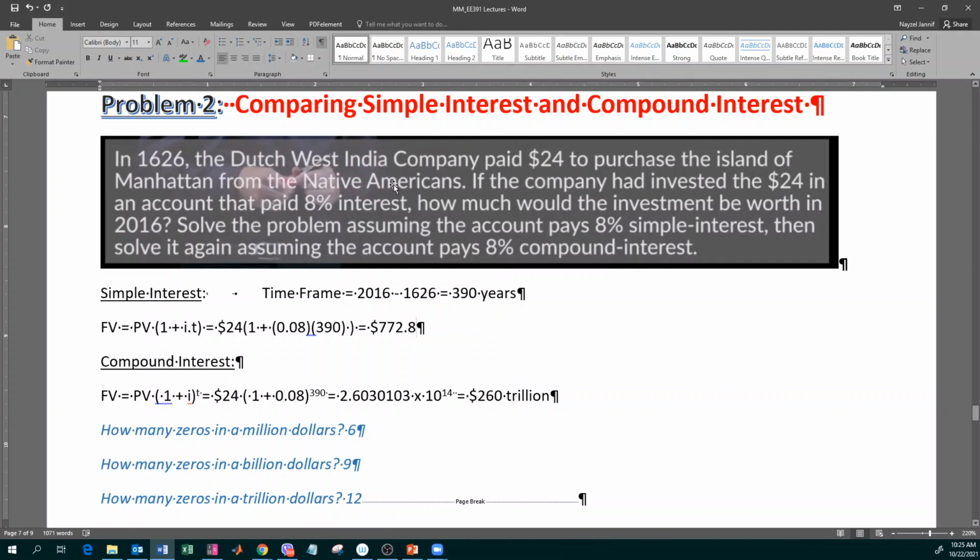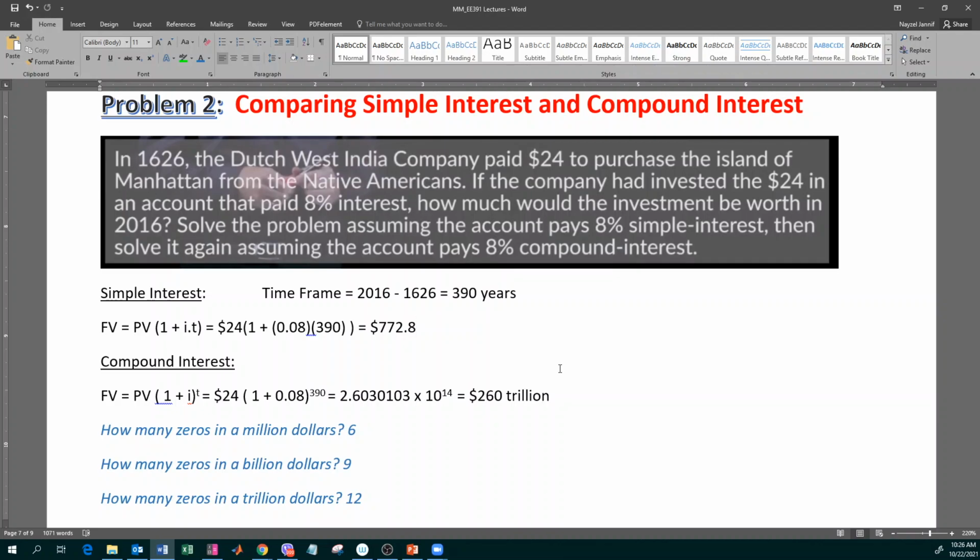So the Native Americans sold this. This is a true story, guys. They sold the land on which Manhattan Island is. You know where Manhattan Island is? That's where the financial district is. That's where Wall Street is. That's where the Twin Towers were. That's the hub of New York's financial district. And they sold it for $24 to the Dutch West India Company.